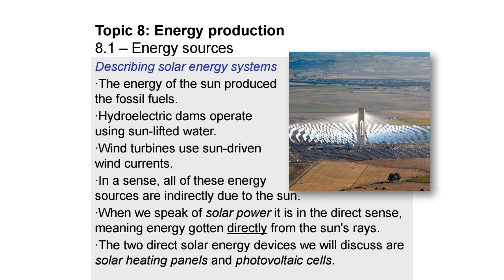And now, lastly, we're going to look at solar energy systems. Now, solar energy is pretty much at the root of all these types of energy, but we can use energy sources directly from the sun. When we speak of solar power, we're talking about energy that's directly coming from the sun's rays. And there's literally 2 ways that we can use the sun directly.